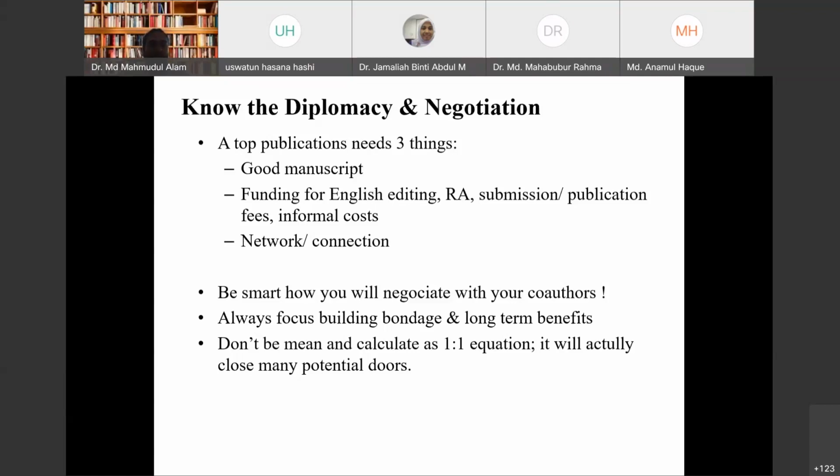So it's the effort of your time. Time means you make the manuscript. It's the effort of your project, grant, research, that's your funding. It's the effort of your networking, that's the connection. Without combining all of this, you cannot publish in good journals.